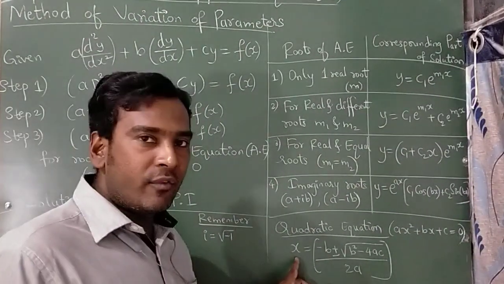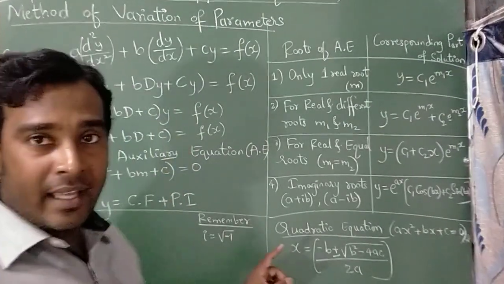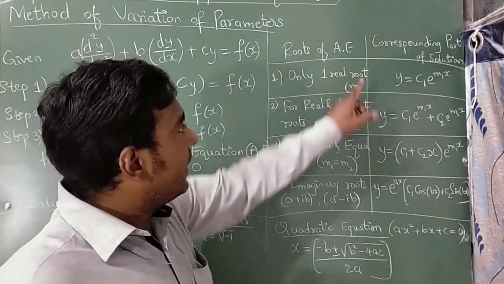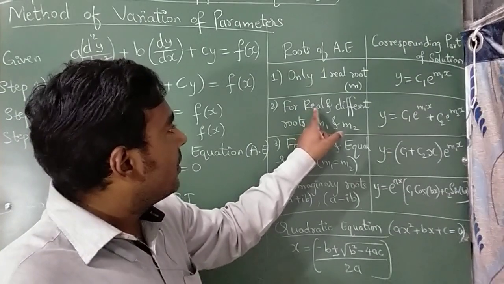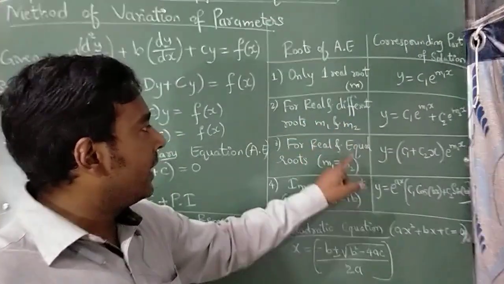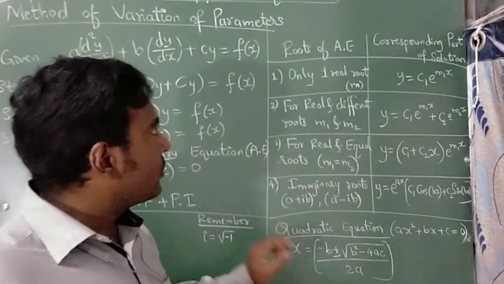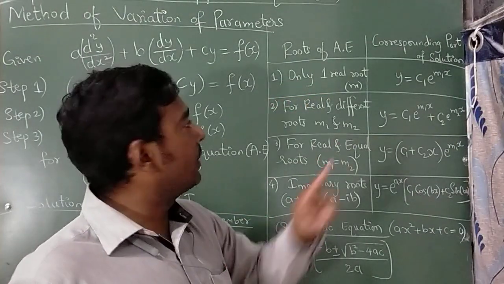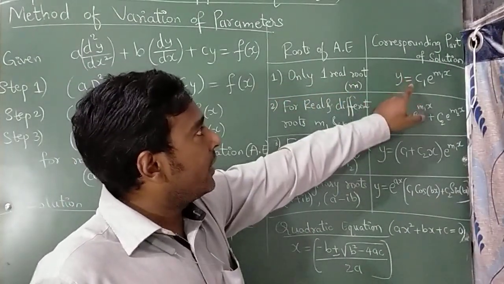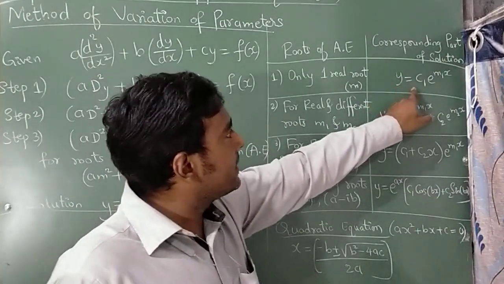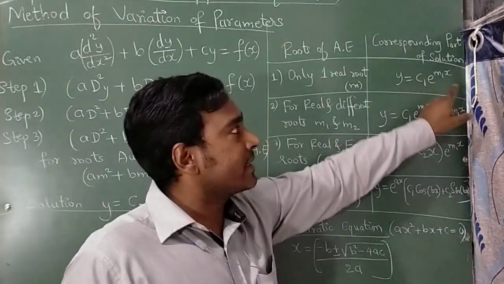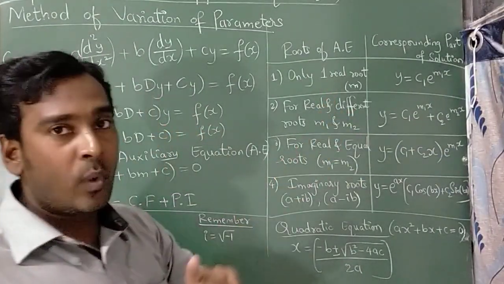You have to find the value of x, whether it is only one real root, or real and different roots, or real and equal roots, or it is imaginary, depends upon this x. Assume that if you get only one real root, then the corresponding solution will be y is equal to c1 e raised to m1x, m1, because it is only one root.